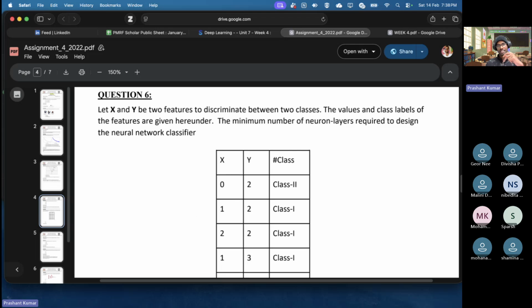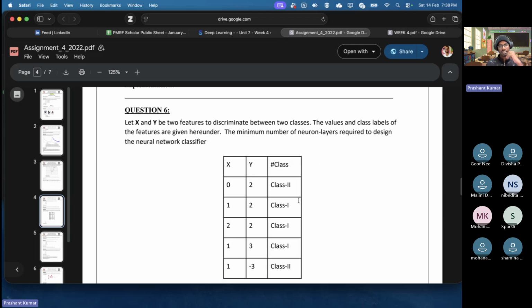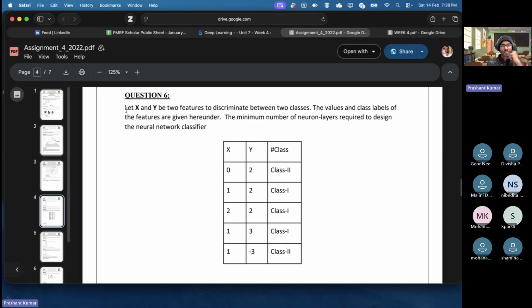I think I've already warned everyone to always look into the language of your question, otherwise you will suffer. So let X and Y be the two features to discriminate two classes. The values and the class labels of these features are given. What is the minimum number of neuron layers required to design this neural network classifier? We have two classes and five input pairs. You can draw it in your notebook. Take your time and please give the answer.